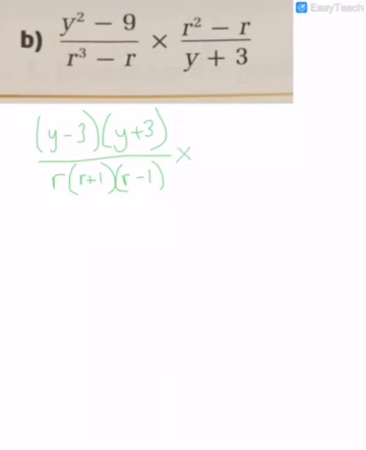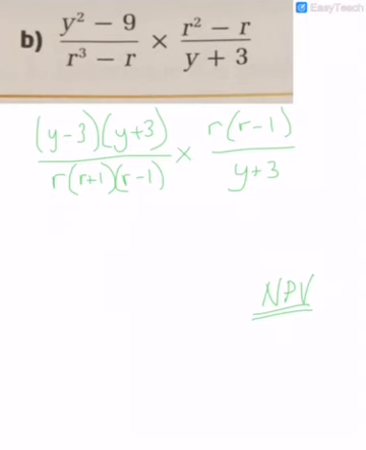On the other side here, I have r squared minus r, so again, I'm going to remove an r, divide it out, and I'm left with r minus 1 once I divide out an r. And on the bottom, it's already factored, y plus 3. Then let's go to our non-permissible values.